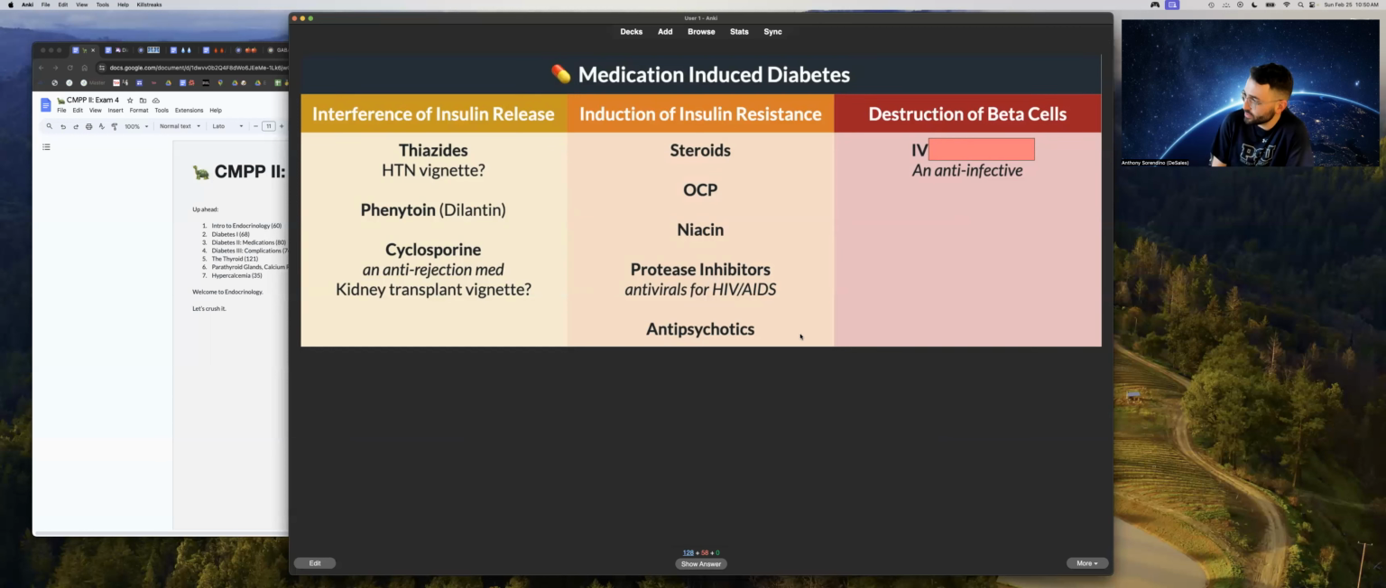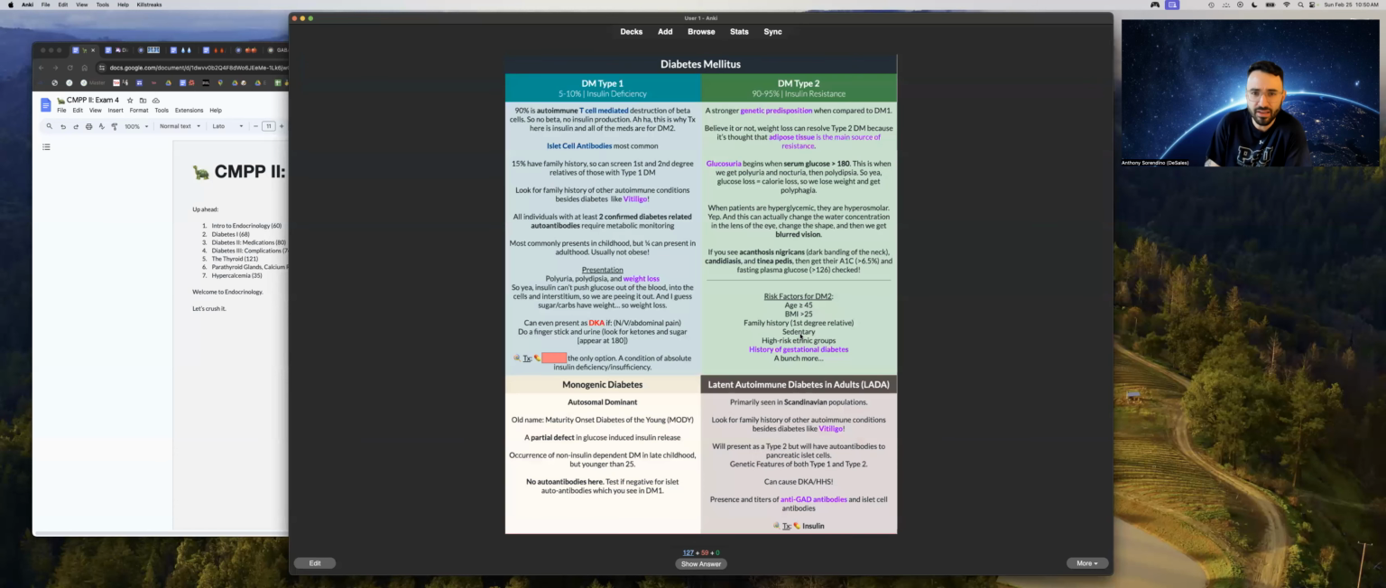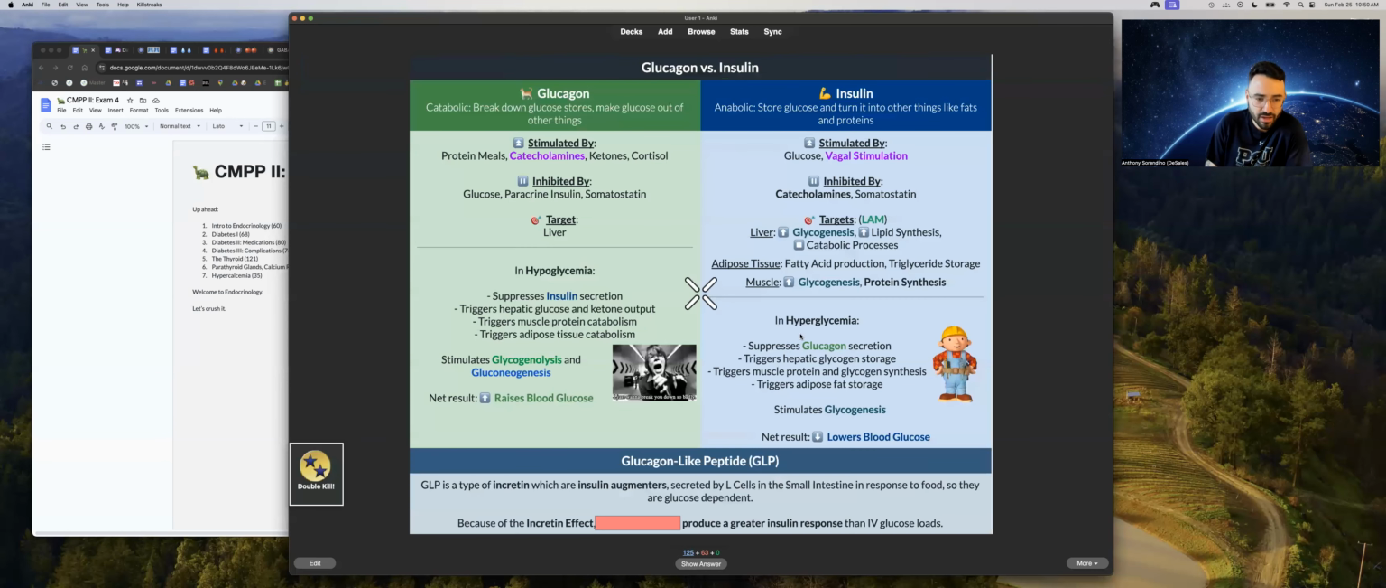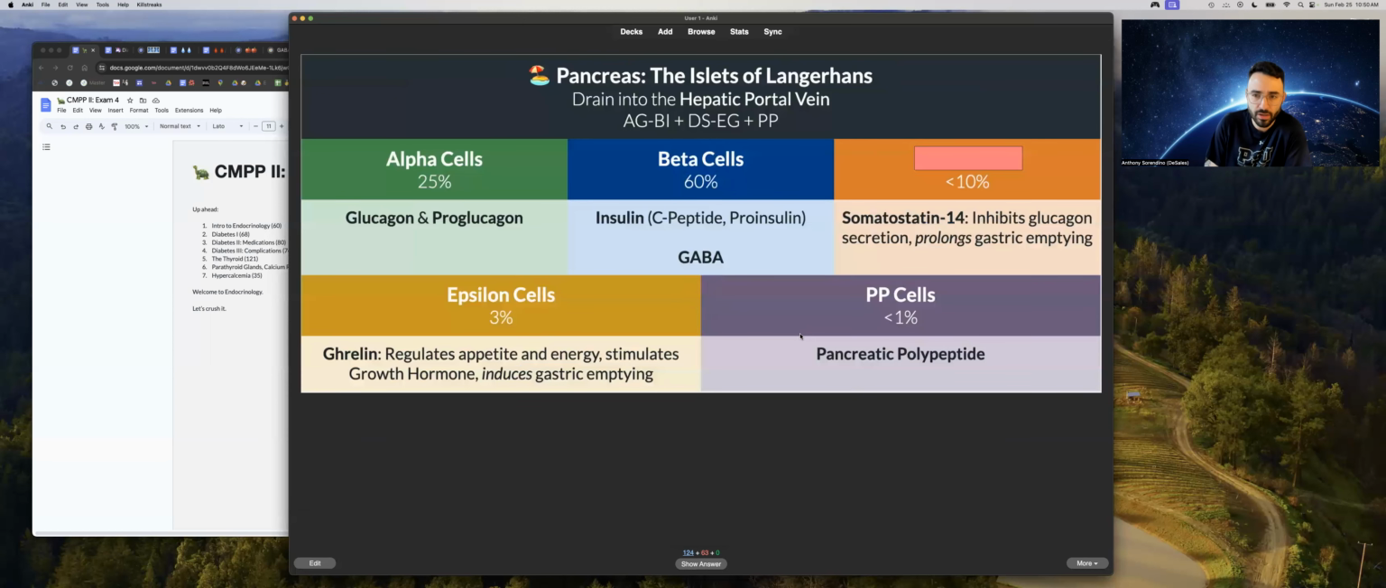Oh, what is this? It's not protamine. I think it has a P in it. Pentamidine. Okay. Treatment for DM type 1. Yeah, insulin's your only option there. Induction of insulin resistance, steroids, OCP. Does niacin live here? Yes, it does. Because of the incretin effect, blank produces greater insulin response in IV oral glucose. This is in the GLP bucket.